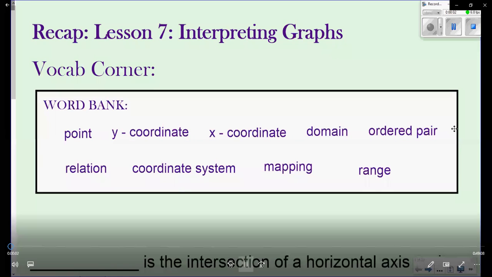Hi. Before we go on to our next lesson, we're going to do a recap of lesson 7, which was interpreting graphs. So the first part you see is vocab corner. We have a word bank with all the words, and we're just basically filling in the blank.